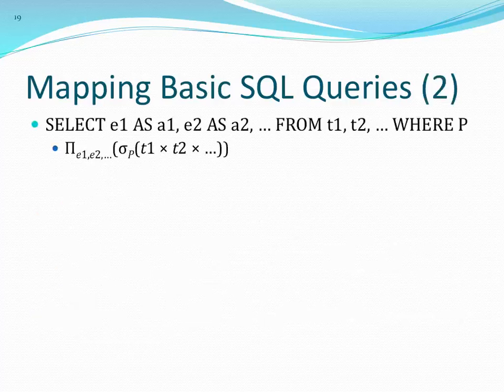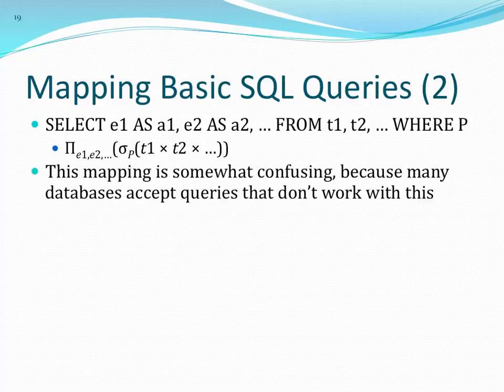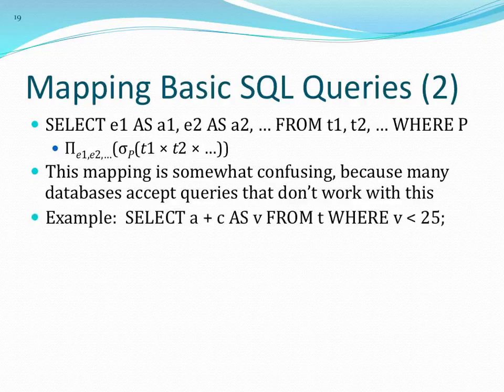Okay, so we have this: select E1 as A1, E2 as A2. The reason this is confusing is because most databases allow us to do things that violate this translation. Let me show you an example: select A plus C as V from T where V is less than 25. Many databases allow you to do this. I believe Postgres does. MySQL definitely does; MySQL doesn't have any rules at all. But this is actually not an ANSI standard SQL query.